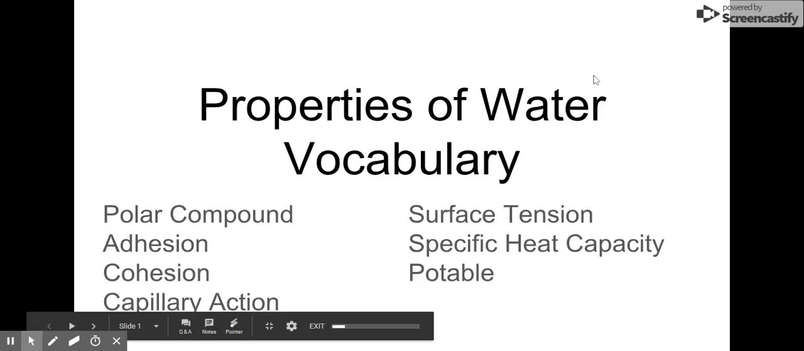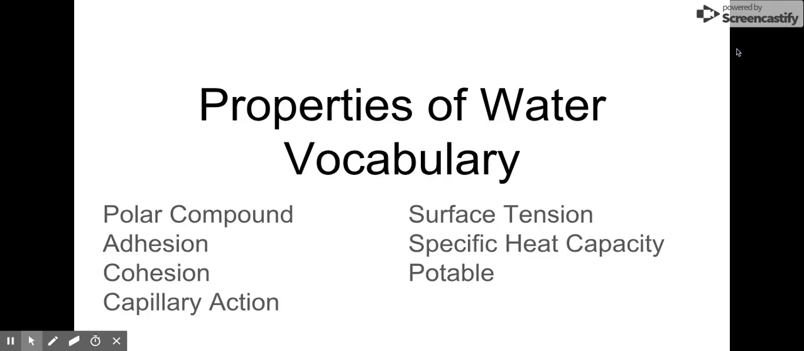Welcome to another round of science vocabulary. This week we are going to be learning about the properties of water in a way to kick off our hydrosphere unit. The words this week are polar compound, adhesion, cohesion, capillary action, surface tension, specific heat capacity, and potable.